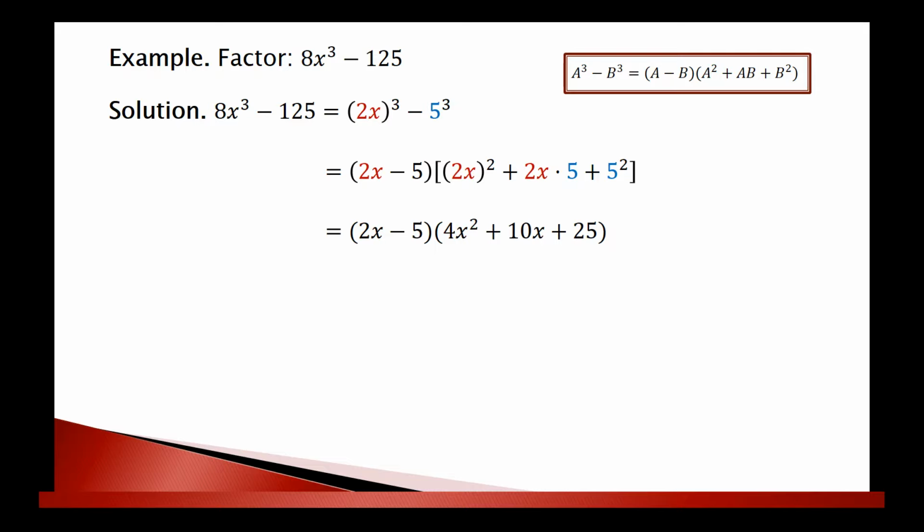We can simplify this and write it as (2x minus 5) times (4x squared plus 10x plus 25). And these are the factors of 8x cubed minus 125. Thank you very much.